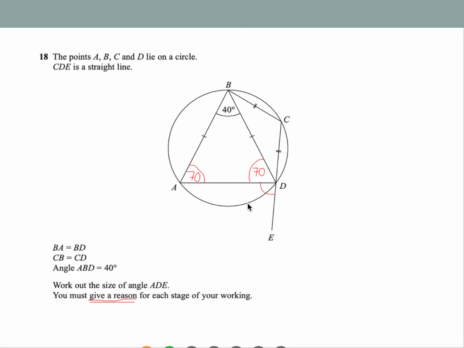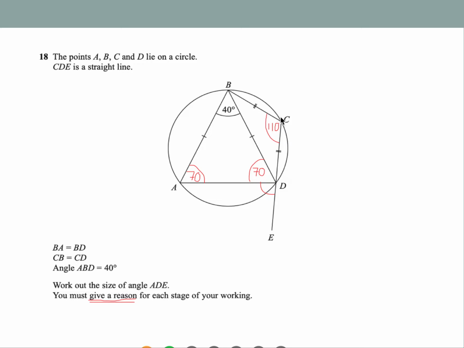Okay, what else do we know? So the reason for that is an isosceles triangle. Well, we also know what this angle is, because opposite angles in a cyclic quadrilateral sum to 180, so that's going to be 110 degrees. If you were to write a reason, it's a little bit difficult for me to write on here, but it would be that opposite angles in a cyclic quadrilateral sum to 180.